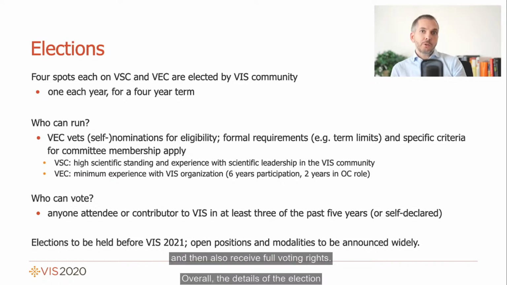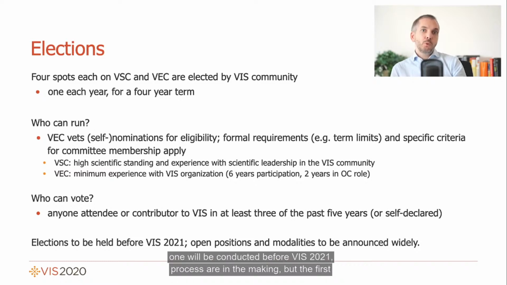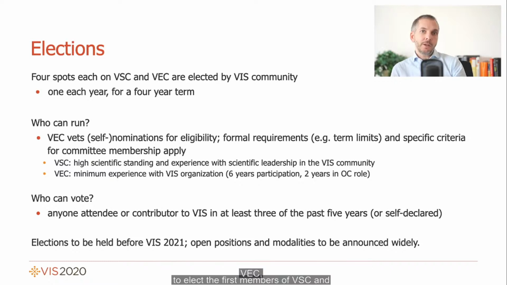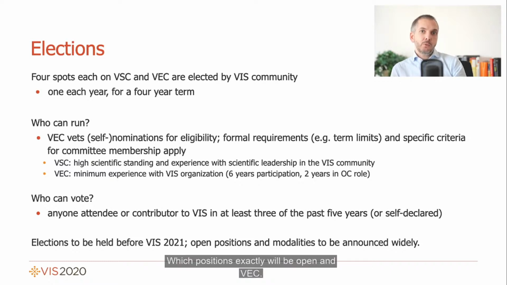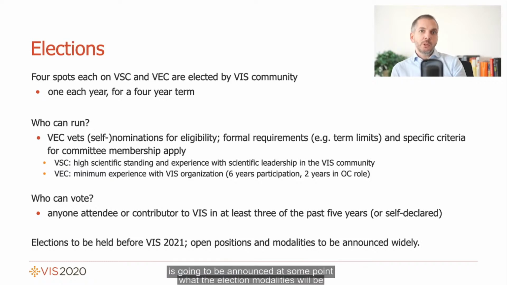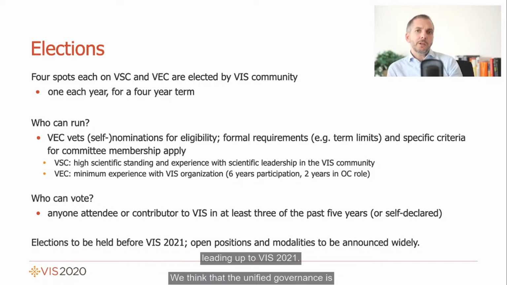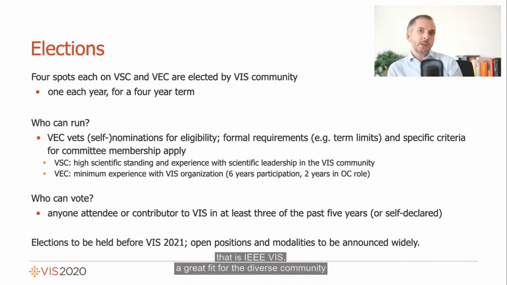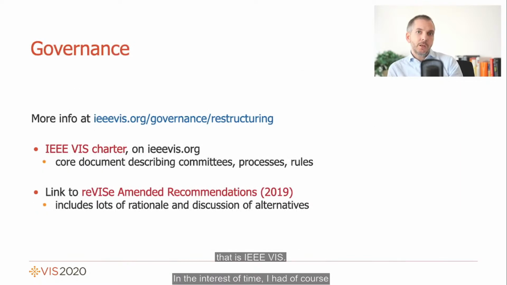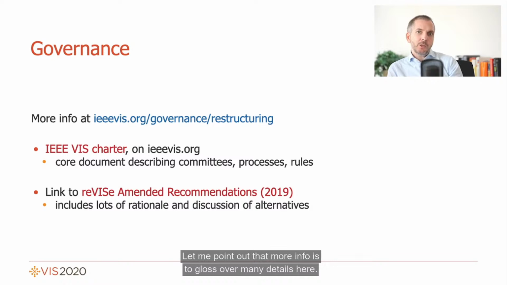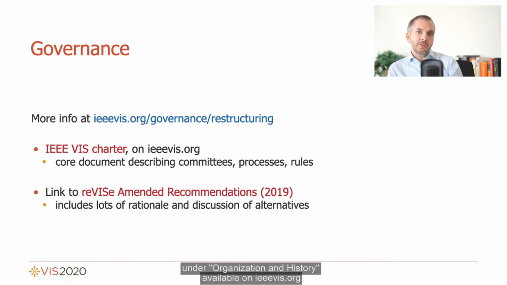Overall, the details of the election process are in the making, but the first one will be conducted before VIS 2021 to elect the first members of VSC and VEC. Which positions exactly will be open and what the election modalities will be is going to be announced at some point leading up to VIS 2021. We think that the unified governance is a great fit for the diverse community that is IEEE VIS. In the interest of time, I had of course to gloss over many details here. Let me point out that more info is available on IEEEVIS.org under Organization and History/Restructuring.